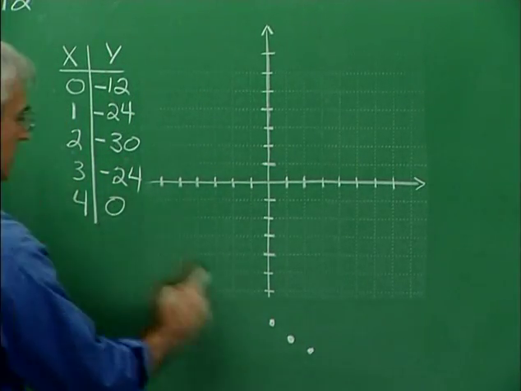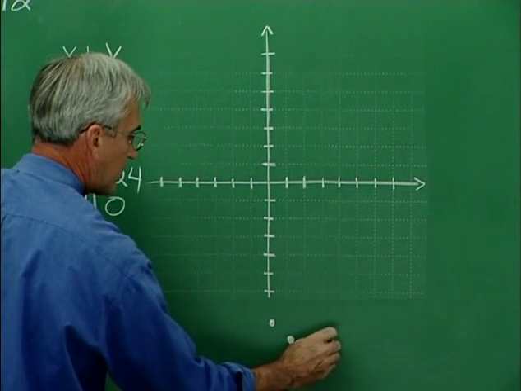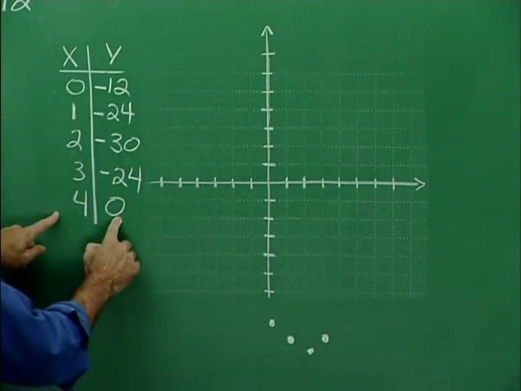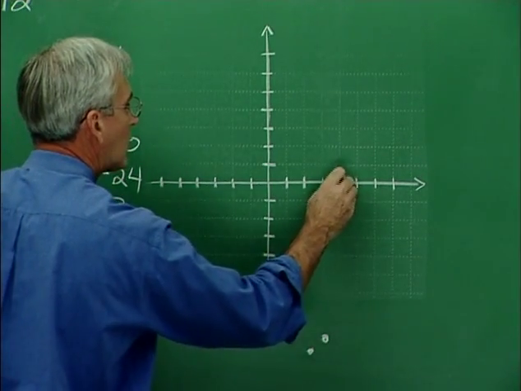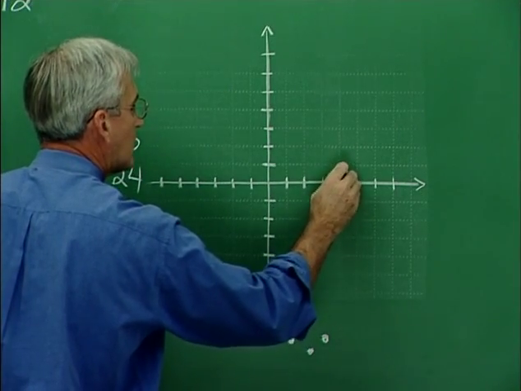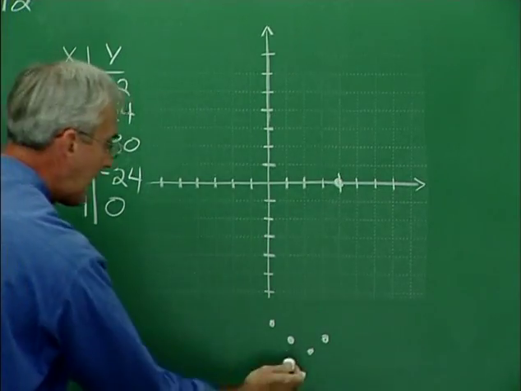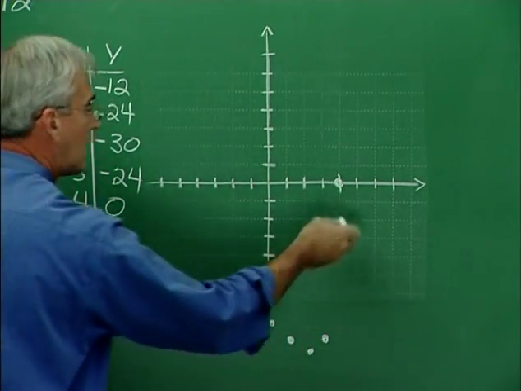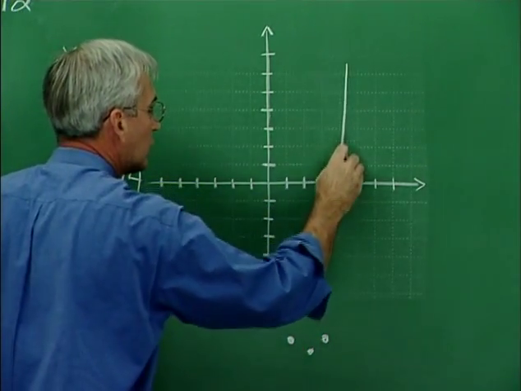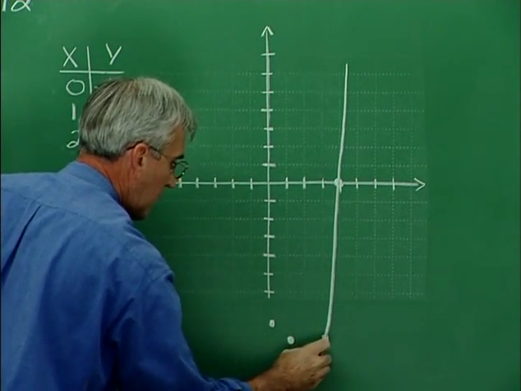And then 3 goes to negative 24. We're back up to this point, you see. And then 4 goes to 0. Well, 4 goes to 0. And this graph then is kind of blasting off in this direction. So it goes way down here and then it's sort of coming back up. The graph looks like this so far.